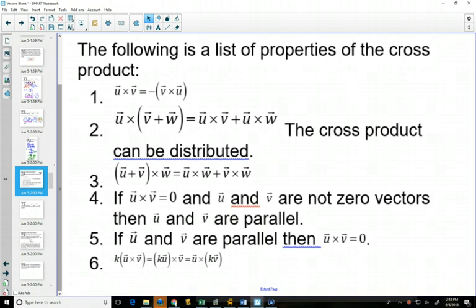And if you have some constant with the cross product, you could multiply that constant after, or you can multiply it in with either vector to begin with.